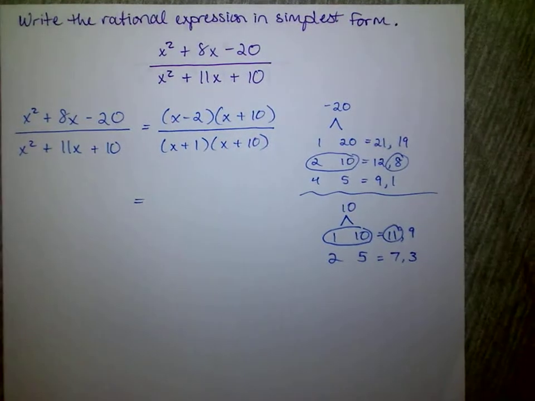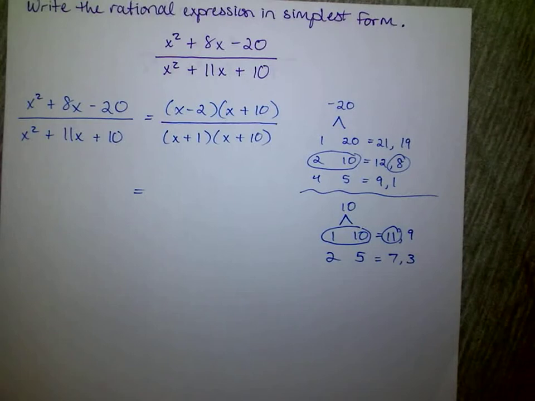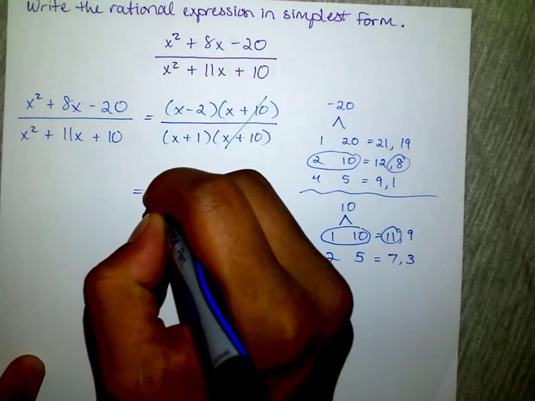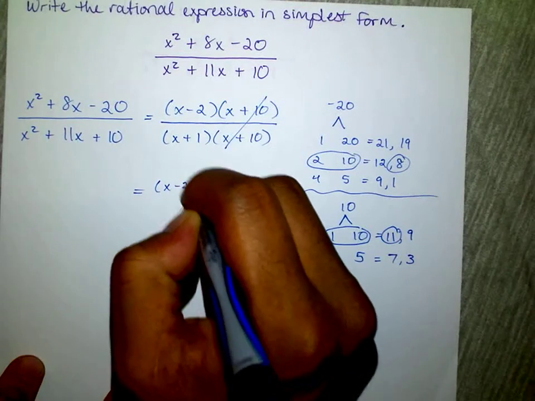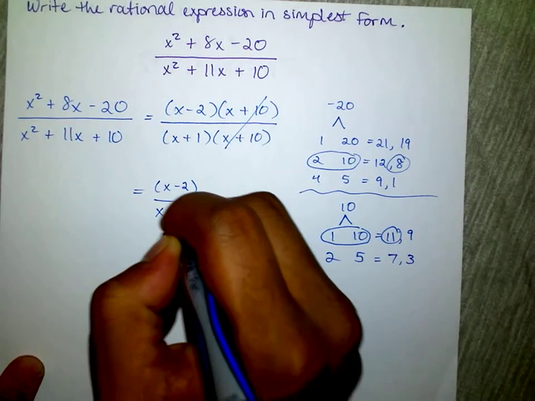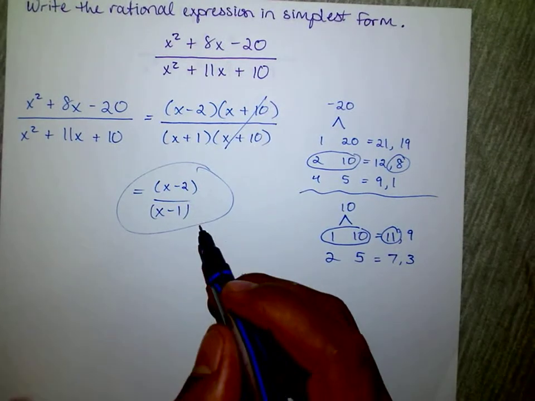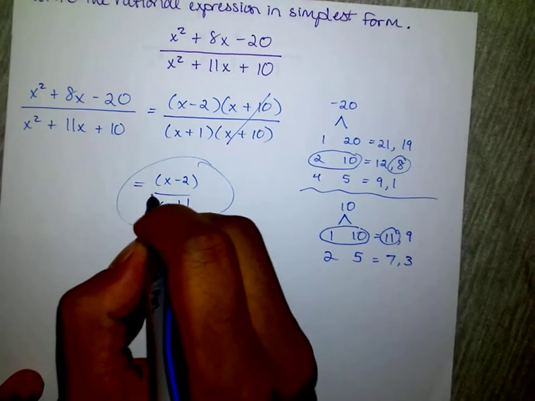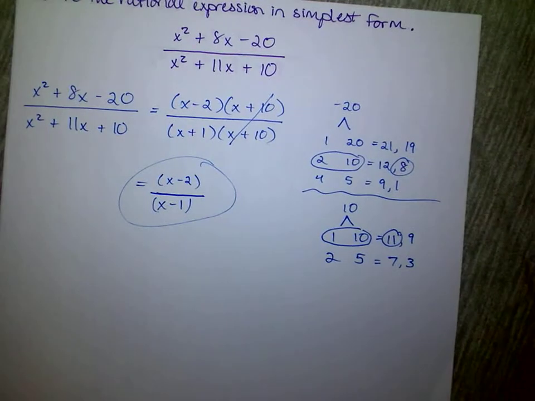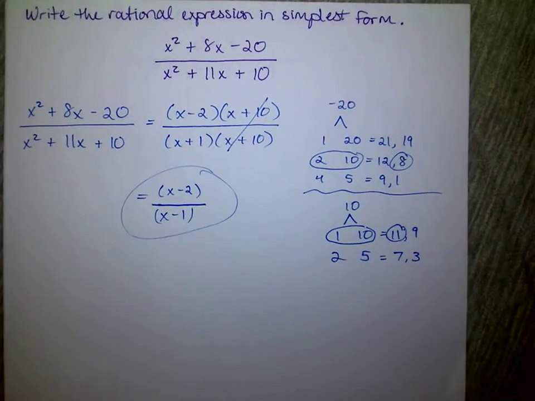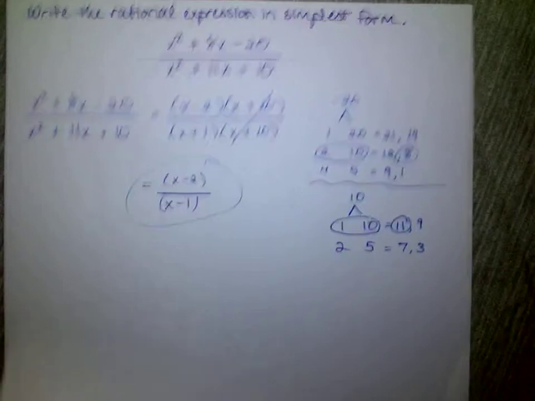And now we can go ahead and get rid of our common factors. We see that we both have x plus 10 on the top and the bottom. So that's going to be x minus 2 over x plus 1. And it doesn't matter if you write it with the parentheses or without, as long as your final answer looks like this. Okay? Alright, let's move on to the next problem.